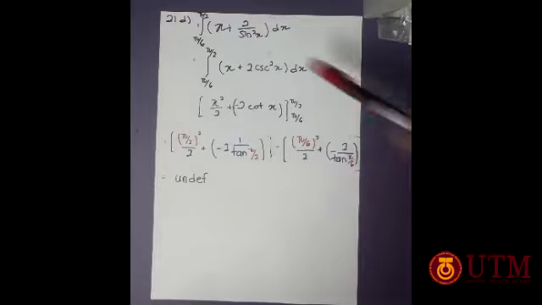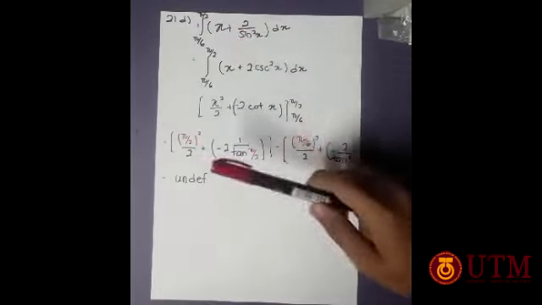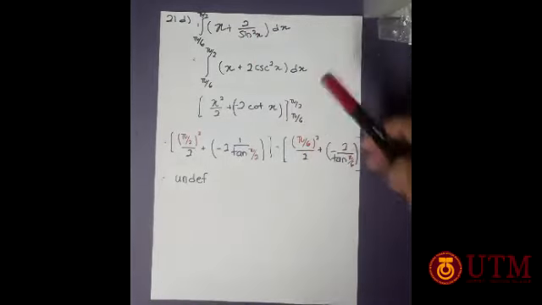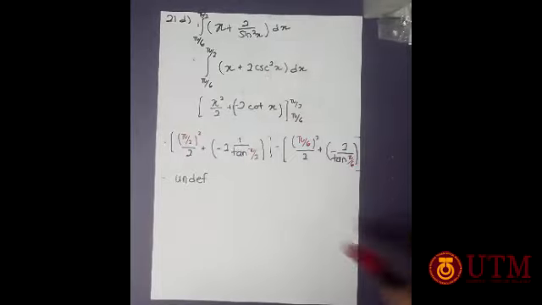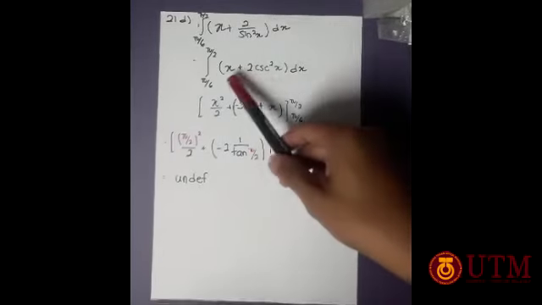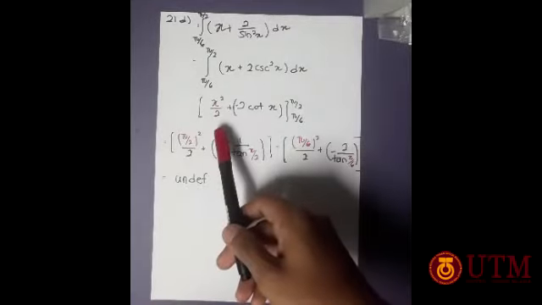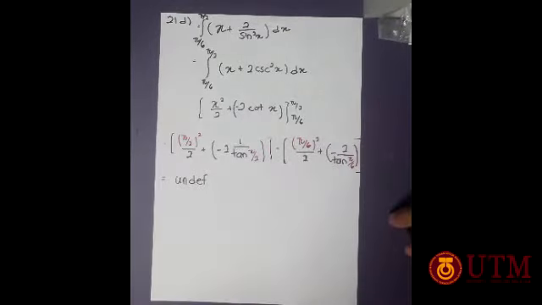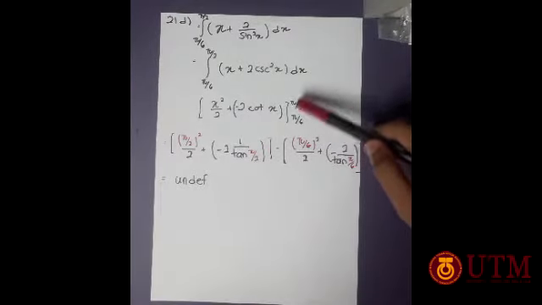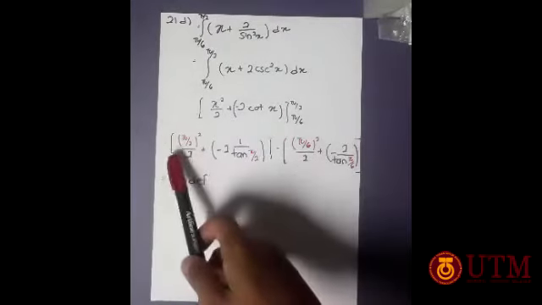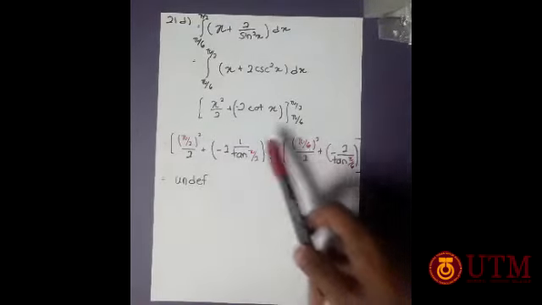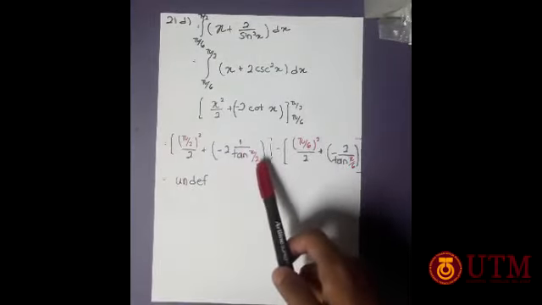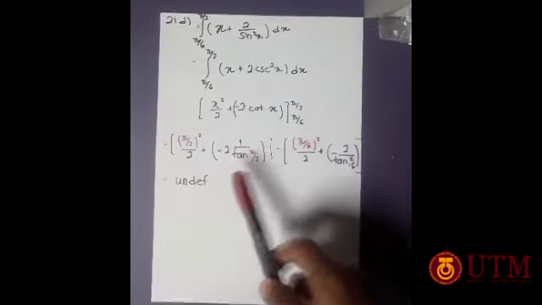This question asks us to integrate x plus 2 over sine squared x. Please bear in mind that 2 over sine squared x is actually equal to 2 cosec squared x. When we integrate x, we will get x squared over 2, and when we integrate cosec squared x, we will get negative cot x, and we just need to substitute the limits in x. When we substitute, we will get this kind of equation, but this equation will lead to an undefined value because tan pi over 2 means tan 90. Tan 90 is undefined.